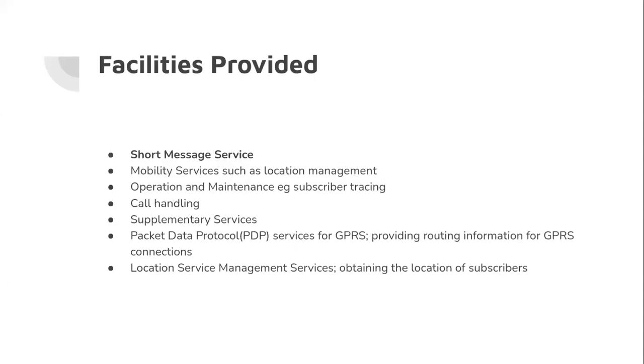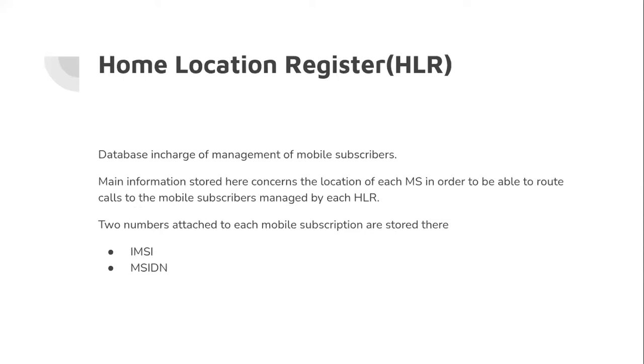Now, to bring things into perspective, we will review some of the GSM components that we covered in our first presentation. We'll only review two, the HLR and the VLR. The HLR is the Home Location Register, which contains subscriber information that doesn't change that much. Two key numbers attached to each mobile subscription and stored in the HLR are, one, the IMSI, the International Mobile Subscriber Identity, and secondly, the MSISDN. These are very key moving forward, and we'll see how in the coming slides.